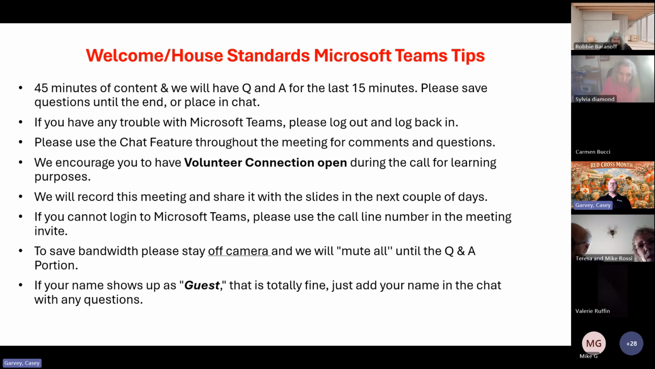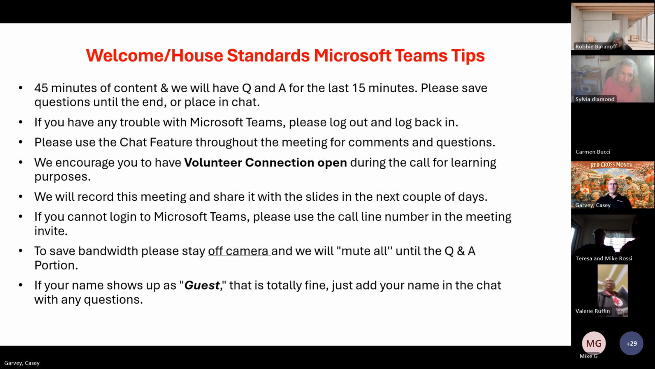If you have any technical issues, the rule of thumb with Teams is to try to log out and log back in. Hopefully that does the trick; 9 times out of 10, that typically does it. You may also want to have your volunteer connection open. There may be occasion to jump in there and navigate through the volunteer connection. We'll share the video after and some resources as well. We'll get that out to you in the next few days.